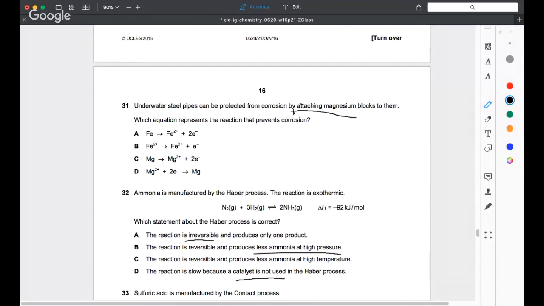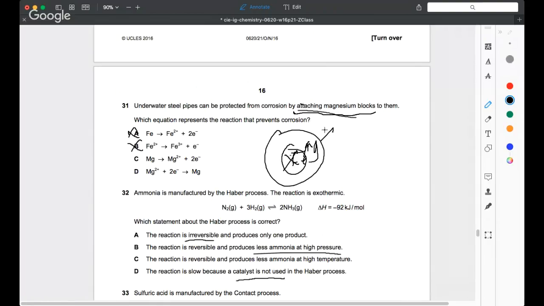We attach magnesium to steel so we can block the corrosion. In this case, we have iron and magnesium at the outside, so we are coating iron with magnesium. Iron is not in contact with water and oxygen, so there is no reaction. There is no oxidation reaction of iron happening anymore. So A and B are wrong.